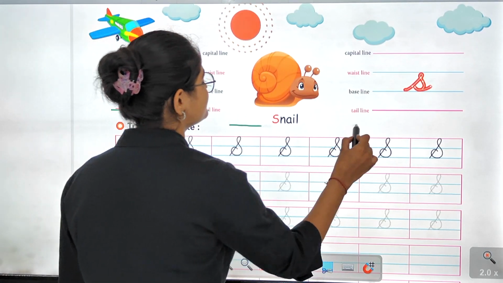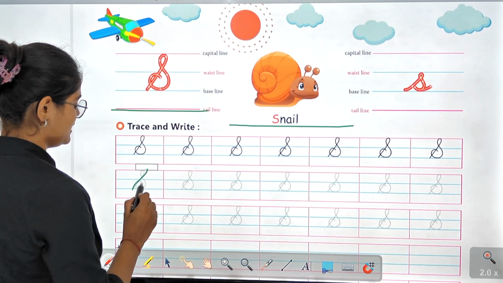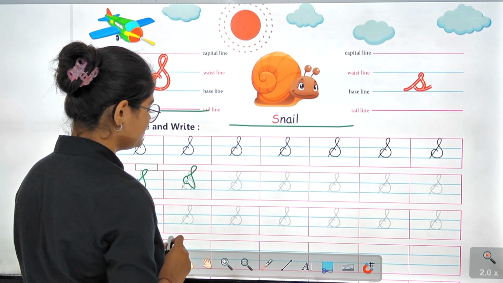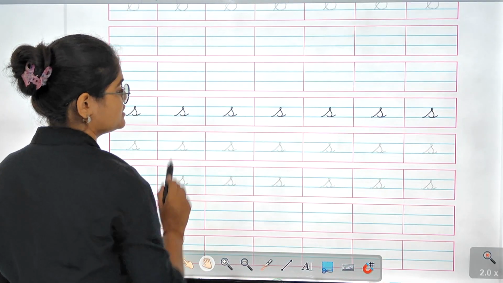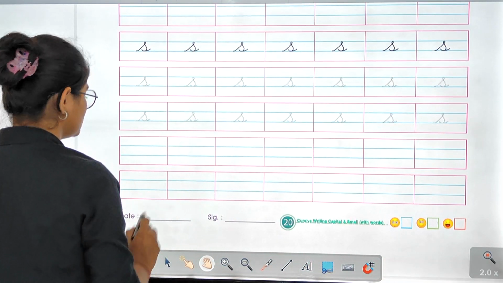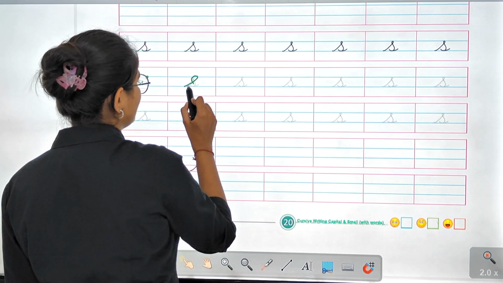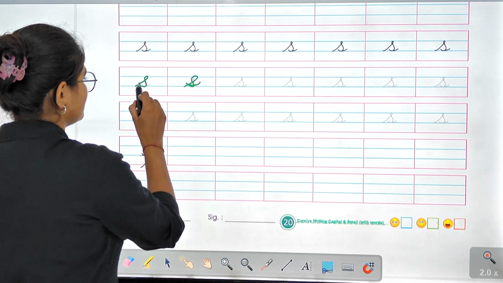S for snail. So, S for snail. Moving ahead to the small s. S for snail.